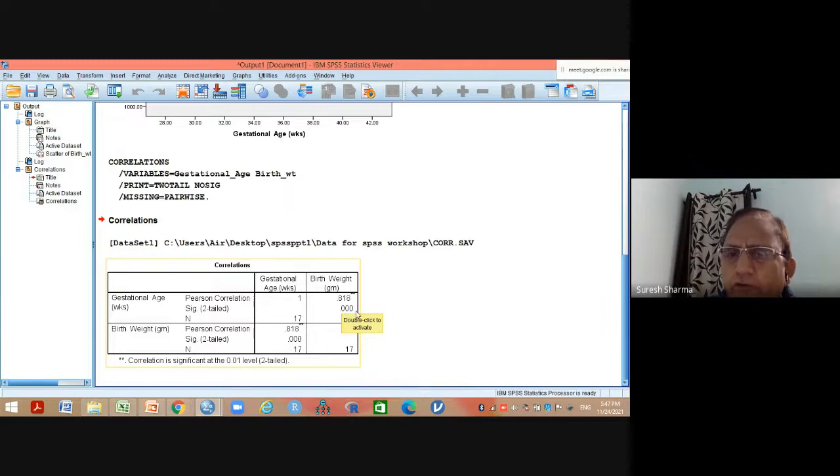And 0.000 is less than 0.05. So the correlation is significant. And that's why there is a double star. Double star or star means it is significant, right? Then it is a symmetric matrix. Whatever is here, that will appear here. So you will have to see only this part.